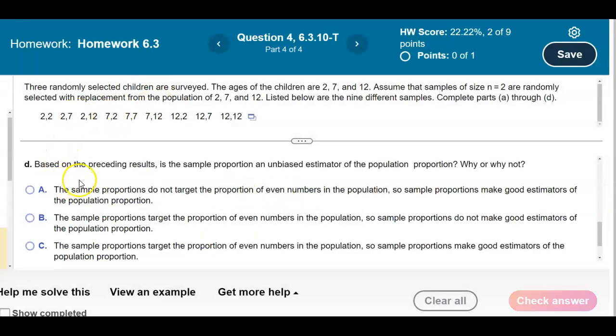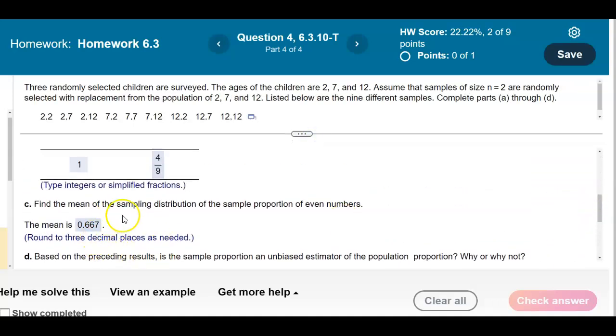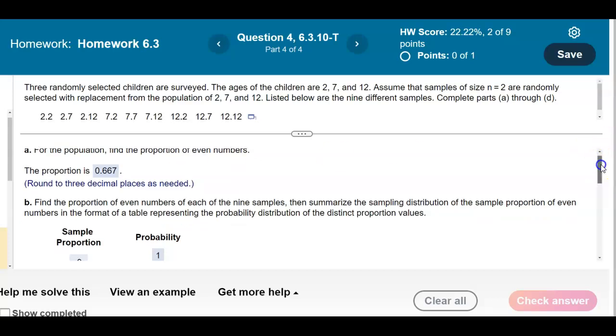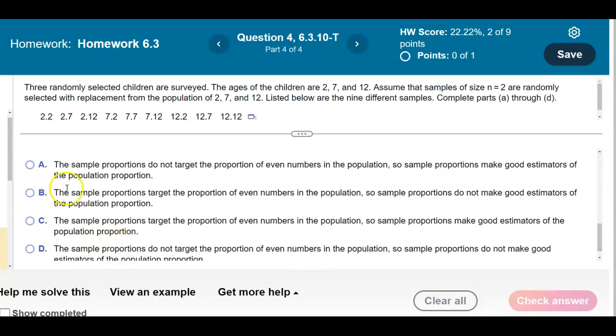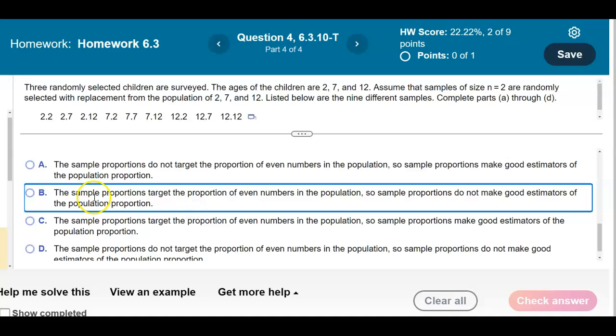Now the next question says, based on the preceding results, is the sample proportion an unbiased estimator of the population proportion, why or why not? Well, first and foremost, the mean of the sample proportion of even numbers is 0.667. And that is the same thing as the population proportion. So we can say that the sample proportion targets the population proportion of even numbers. So we can eliminate A because it says do not target, and we can eliminate D because it says do not target. So it's going to be between B and C.